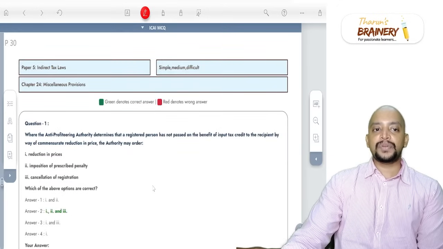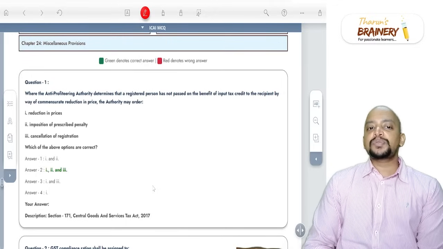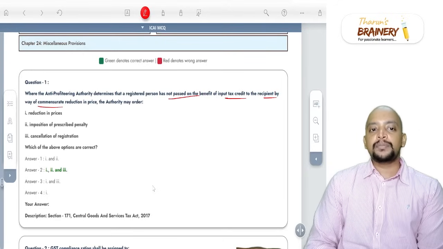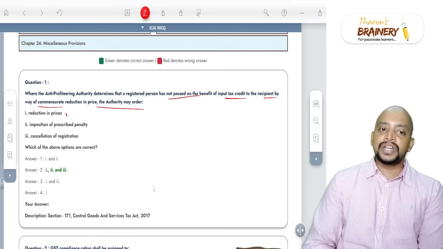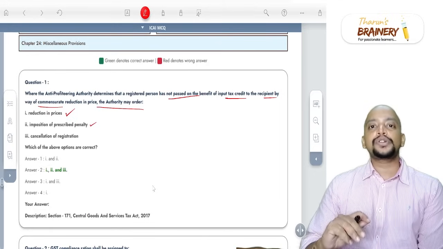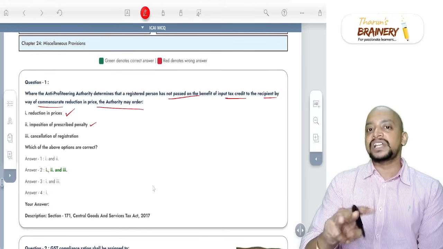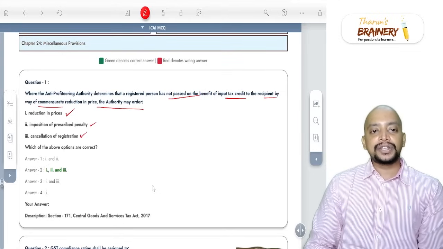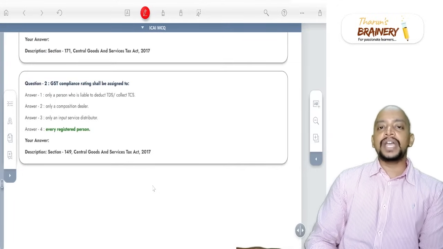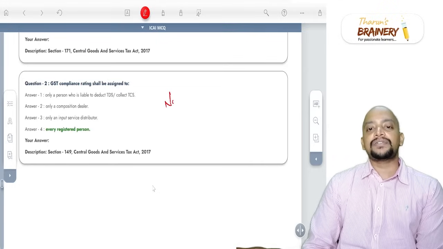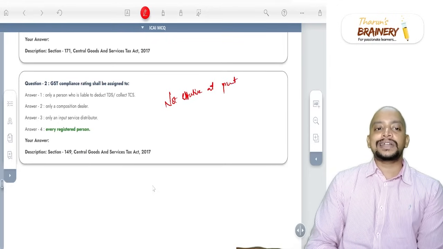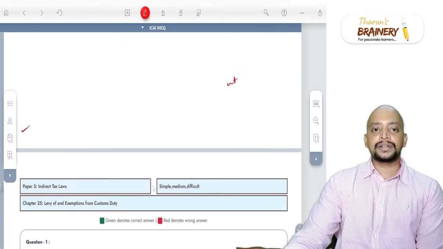Then next one, Miscellaneous Provisions, Chapter 24. Where the anti-profiteering authority determines that a registered person has not passed on the benefit of ITC to the recipient by way of commensurate reduction in price, the authority may order reduction in price, imposition of prescribed amount of penalty, that is 10% of the profited amount. That 10% of profited amount also is not required to be paid if you pay the profited amount within 30 days from the date of anti-profiteering order, cancellation of registration, so all these things. Then GST compliance rating shall be assigned to every registered person, but this provision is not effective at present. We don't have GST compliance rating at present, but it is on every registered person.